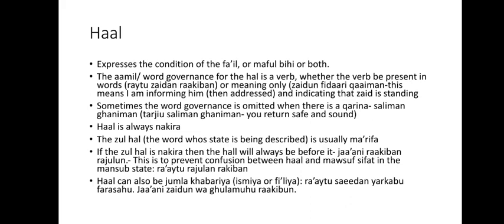Or the verb might not be there, it might not be spoken, it's just assumed. For example, Zaydun fi dari qa'iman. So it means Zaydun istaqarra fi dari. Remember we discussed that when zarf is there, then it really means istaqarra. So Zaydun fi dari qa'iman means Zayd is in the house standing. It means I'm informing the addressed person and indicating to him that Zayd is standing.